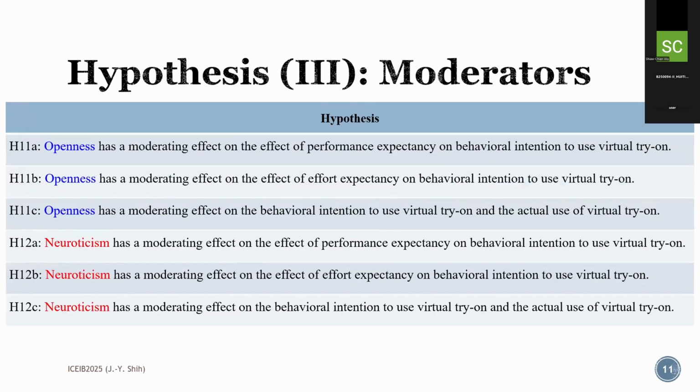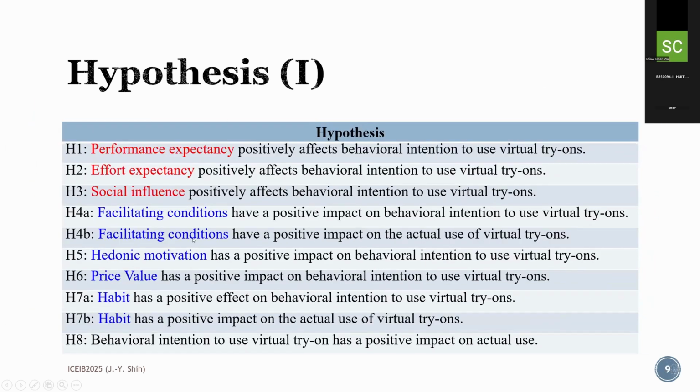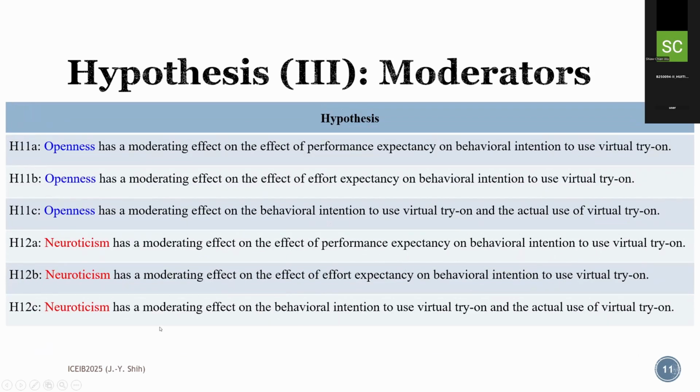As to the personality, we focus on openness and neuroticism, and we believe that these two personality traits have some moderating effects on the relationships we just proposed in this slide, and they will have interfering effects on these relationships. So we also propose these 6 moderating hypotheses in this slide.